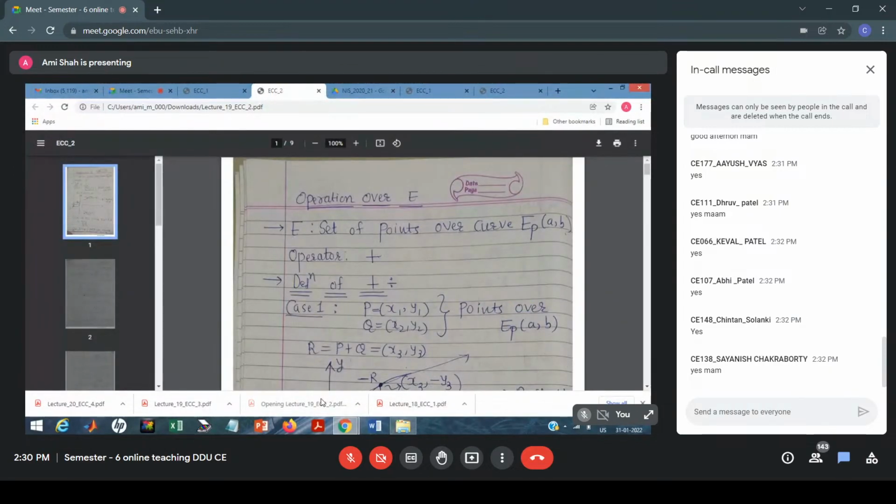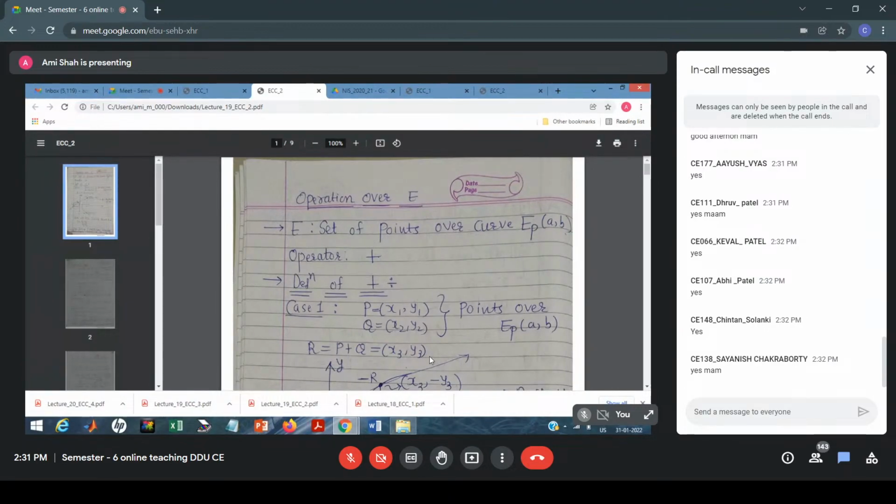Then in the second lecture, what I have discussed is the operation over the elliptic curve. Again, I am not repeating. In that, the operator is plus. So here the operation is the addition of two points on a curve, the first point x1 y1 and the other point x2 y2. So the addition of two points on the curve. When you perform the addition operation, you get another point on the curve, right?